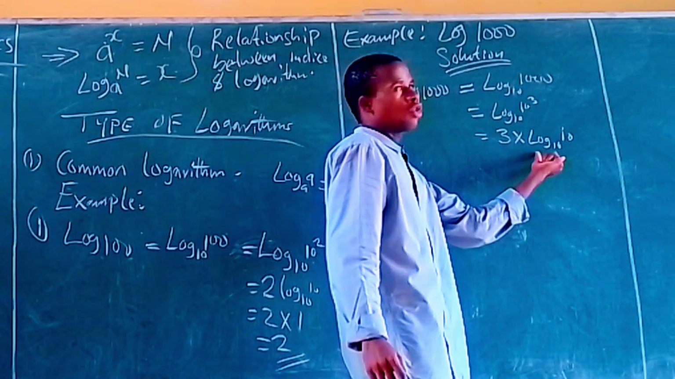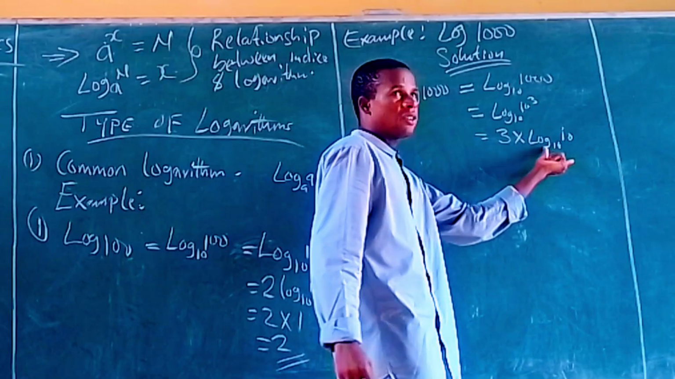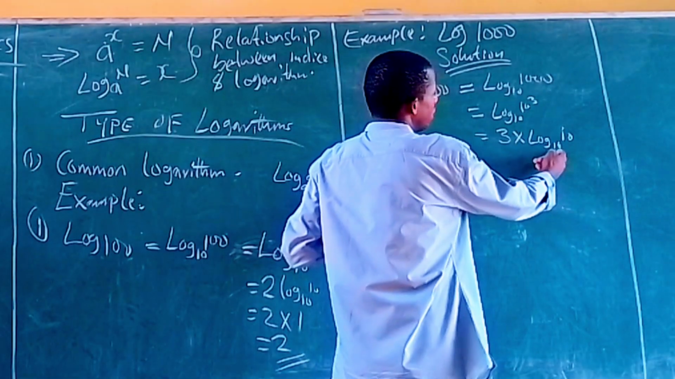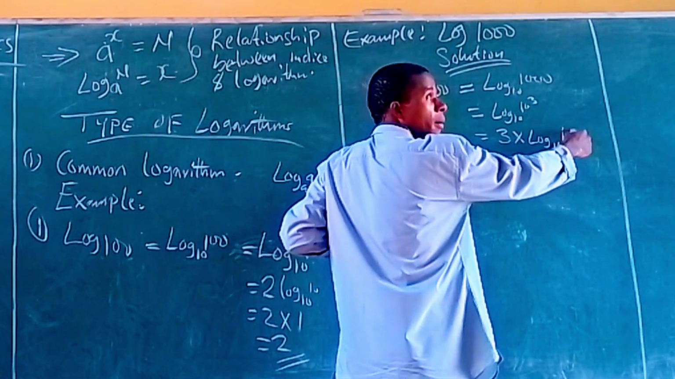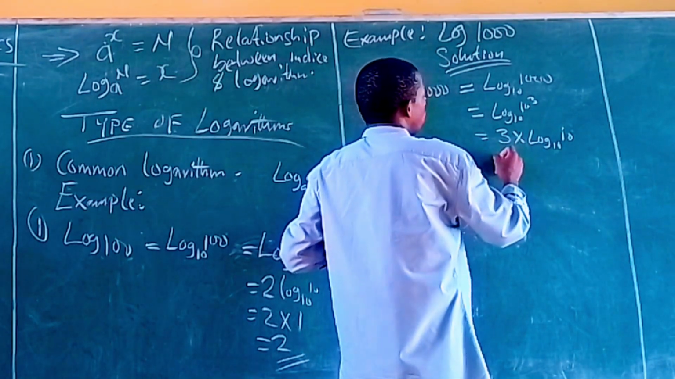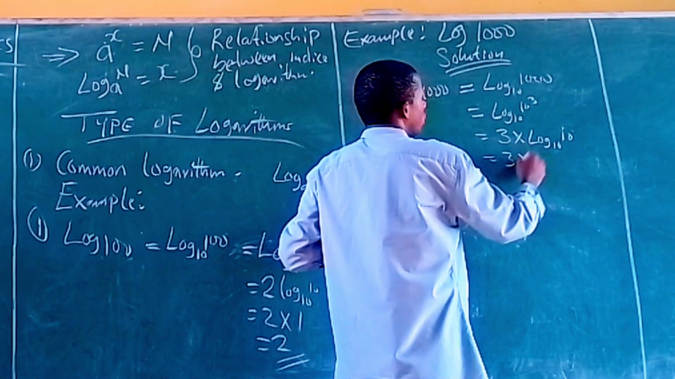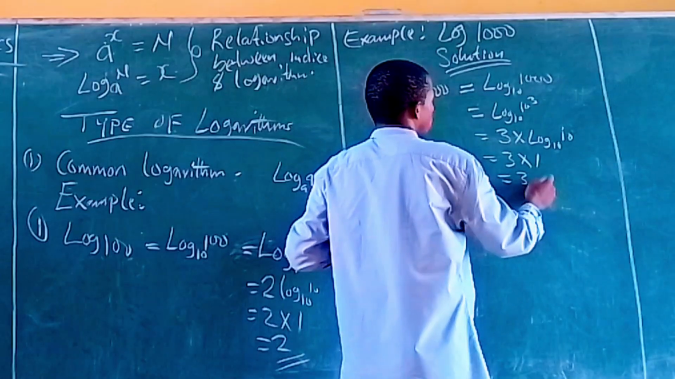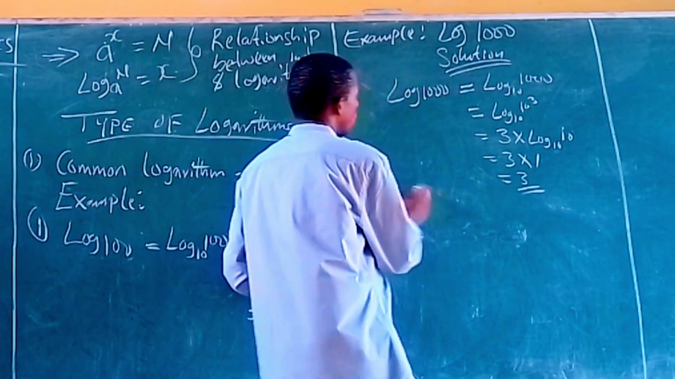Now if you look at this, it's already in the form of log of base, because it's the same base raised to the same power. So this is in the form of 1. So I will have 3 times 1, which is going to be 3. Okay, people should do this one.